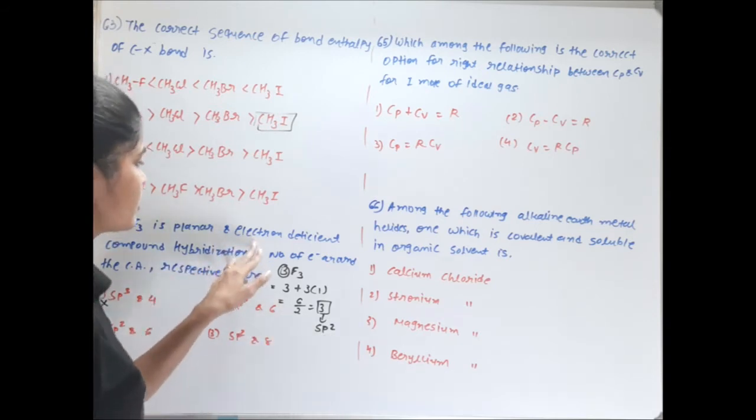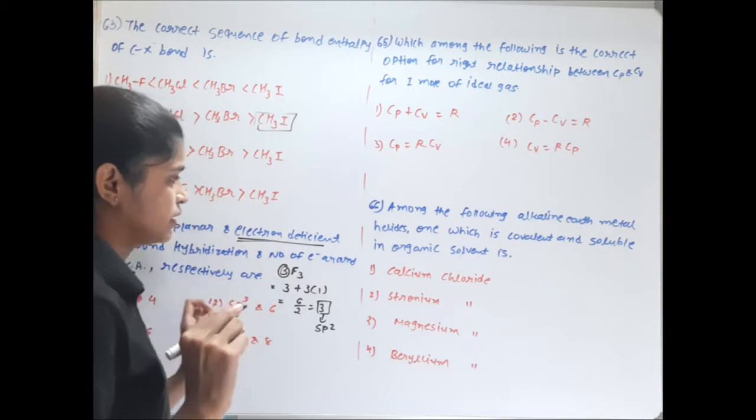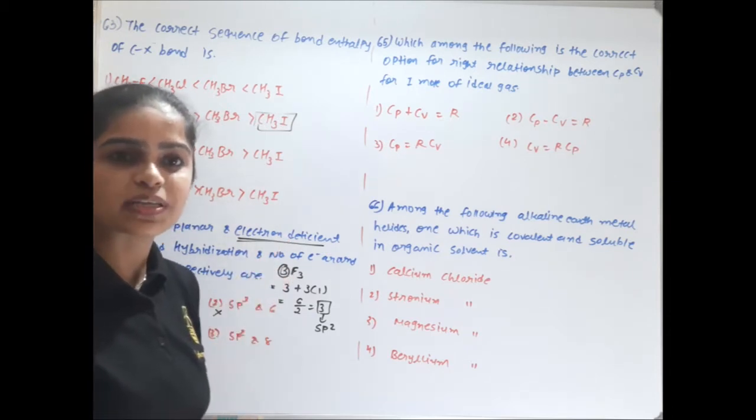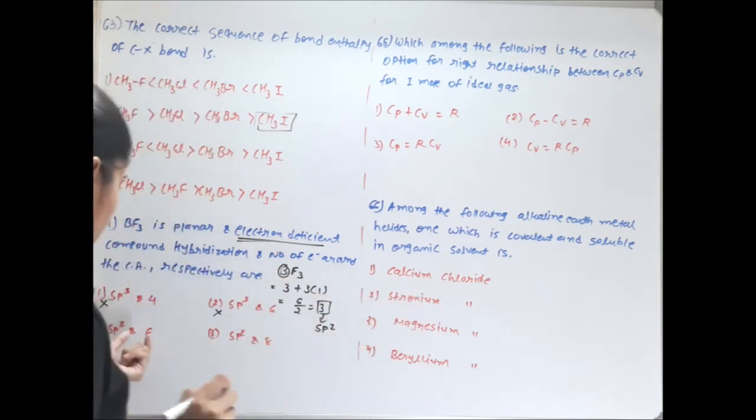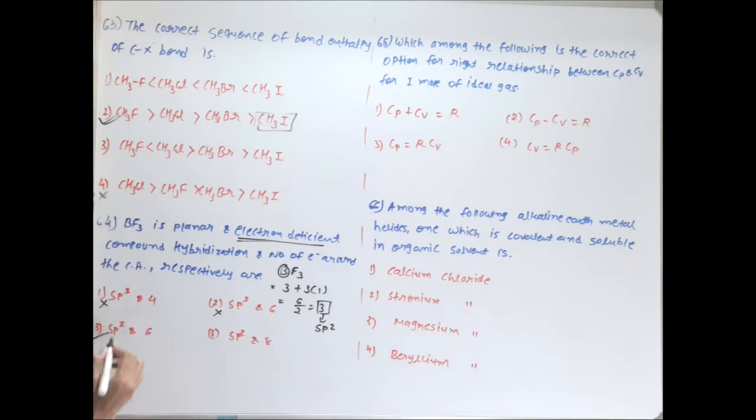And then it is given as electron deficient. Electron deficient means the number of electrons present is less than 8. So in this case, sp2 hybridization, and the electrons present are 8 in one case and 6 in the other. So the right option is sp2 and 6.